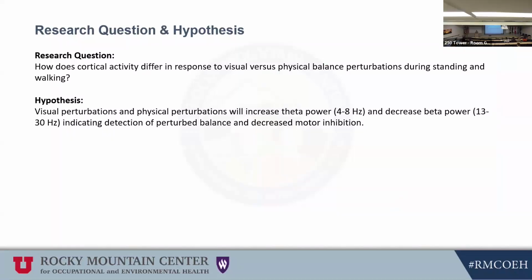So the research question and hypothesis of this paper is, how does cortical activity differ in response to visual versus physical balance perturbations during standing and walking? And they hypothesized that visual perturbations and physical perturbations will increase theta power and decrease beta power, indicating detection of perturbed balance and decreased motor inhibition.